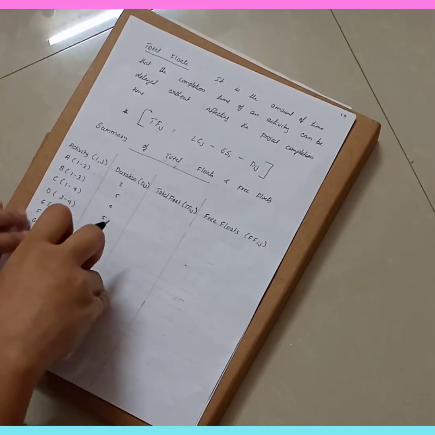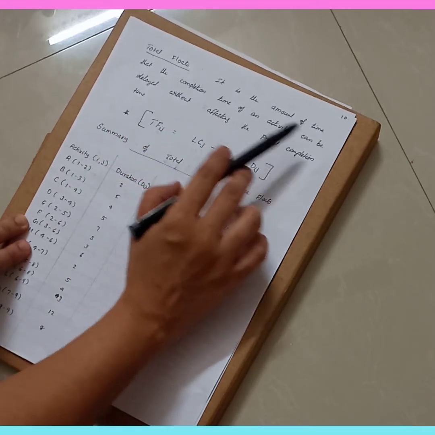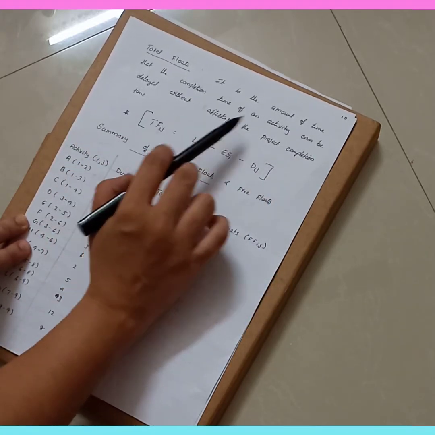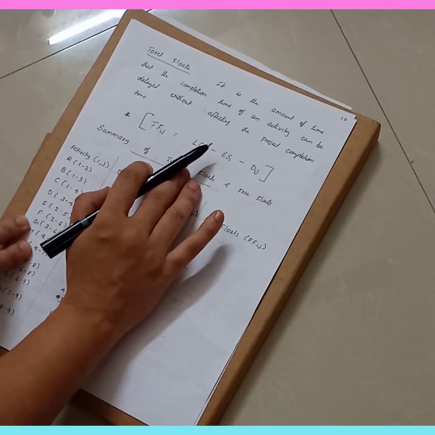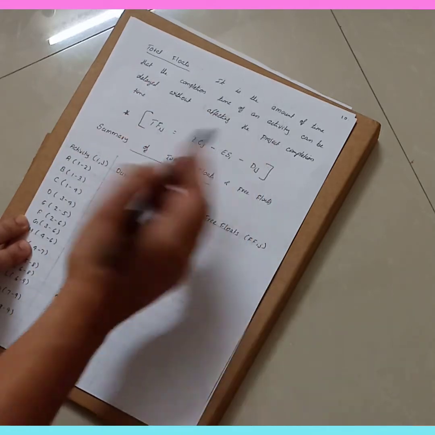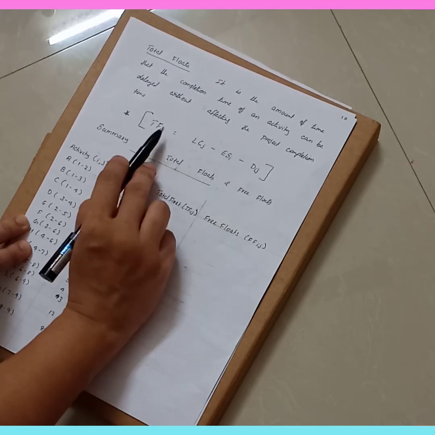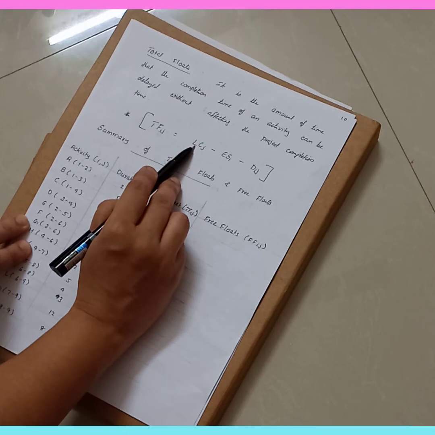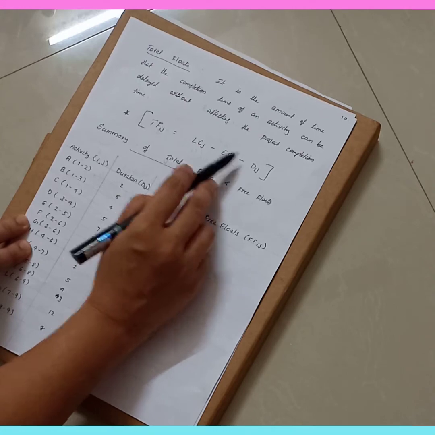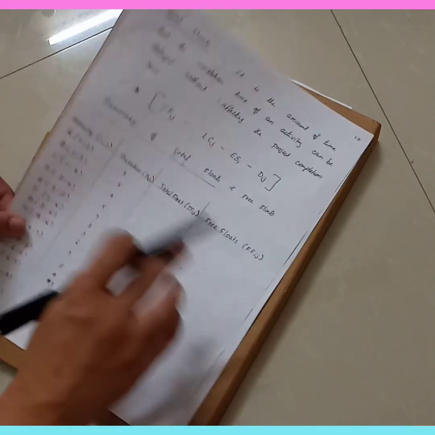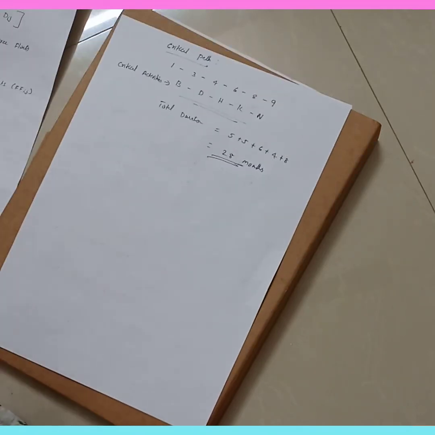Now let's see what is a total float. Total float is the amount of time that the completion time of an activity can be delayed without affecting the project completion time. That means without affecting the total project completion time, how much delay we can make. That is called the total float. It is given by the formula LCj minus ESi minus duration. So total float is equal to the latest completion time of the ending activity minus earliest starting time of the starting activity minus the duration. So for each and every activity, we need to compute the total float. Okay, so let's calculate the total float.